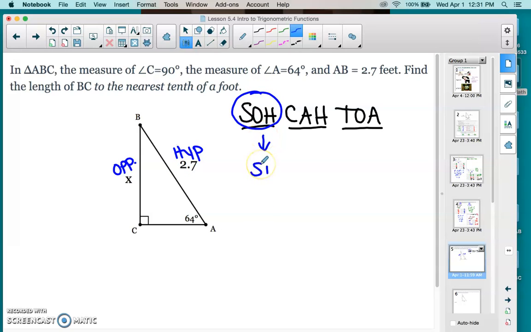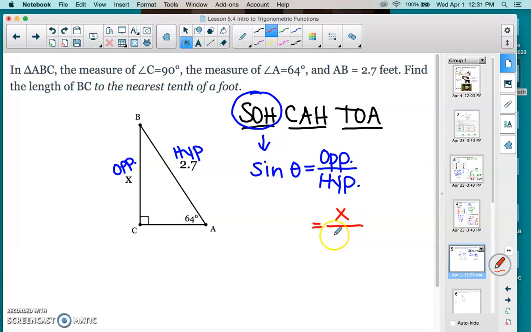So what I'm going to do is write the formula for sine, which is also on that first slide with all the definitions. So the sine of theta is opposite over hypotenuse. Clearly opposite is x. Hypotenuse is 2.7. This time though, we know theta. Theta is always an angle measurement. We have 64 degrees as the angle measurement. So this guy down here is theta.